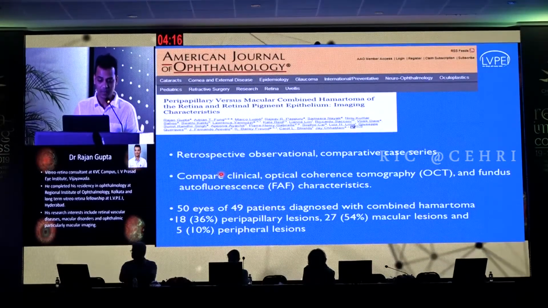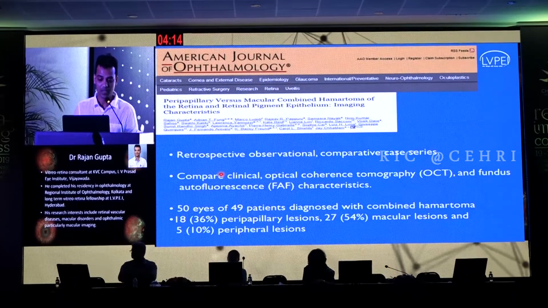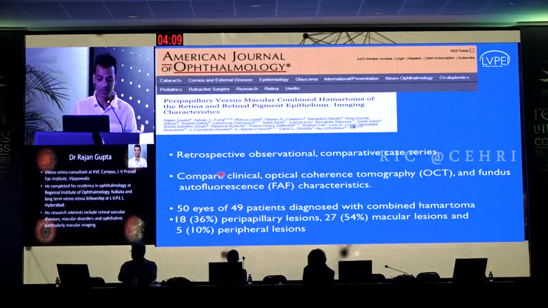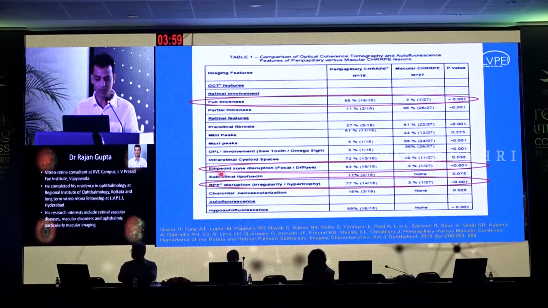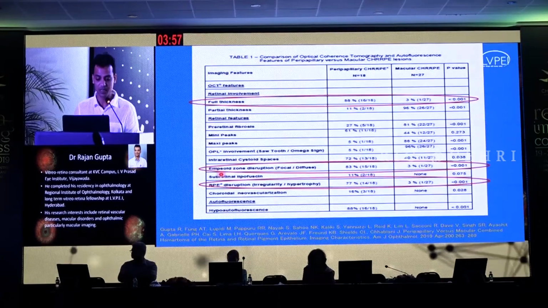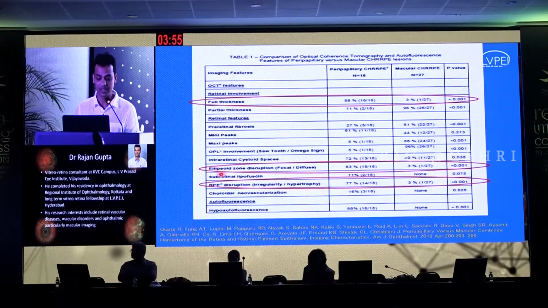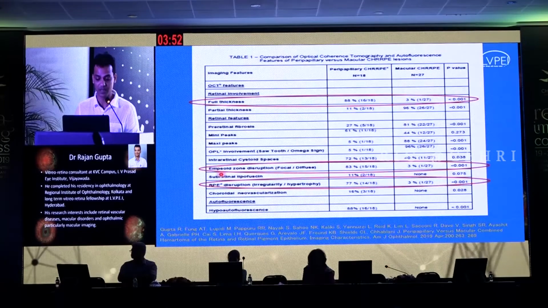So we dug deep into this multimodal imaging and compared the peripapillary and the macular cases. This was a retrospective observational comparative case series where we compared the clinical, OCT and fundus autofluorescence characteristics of 50 eyes of 49 patients diagnosed with combined hamartoma. What we found was that full thickness involvement was predominantly in the peripapillary cases, along with ellipsoid disruption and RPE disruption.